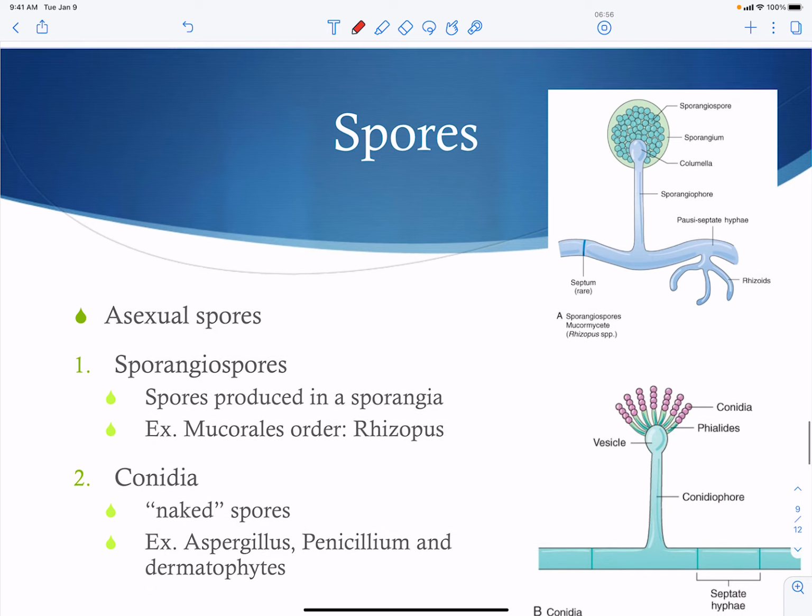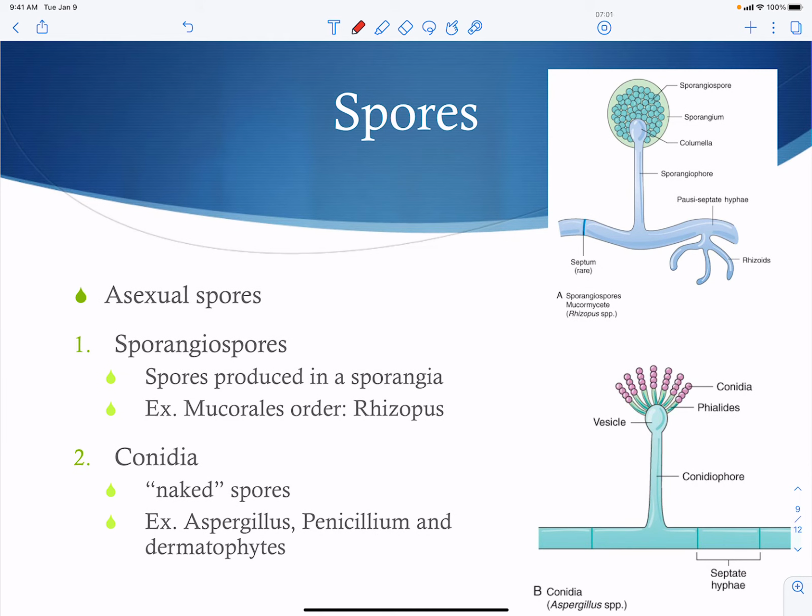Now let's just talk a little bit about spores. Spores are considered asexual reproduction. You have spores that are encased inside a membrane called a sporangium, and these are called sporangiospores. You're also going to have spores that are naked, and these naked spores are called conidia.